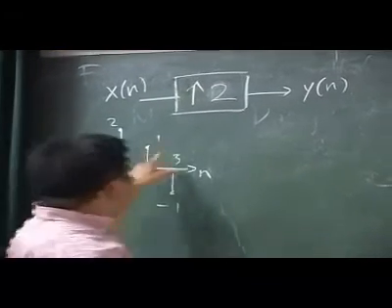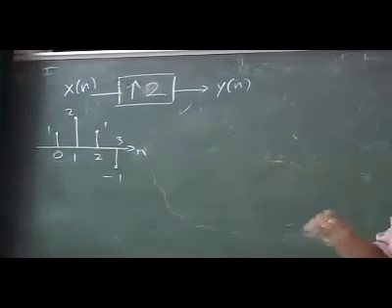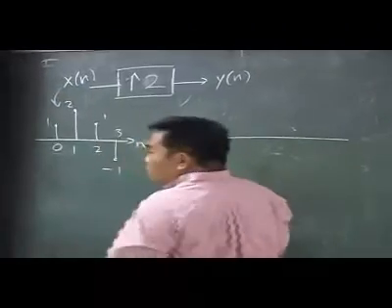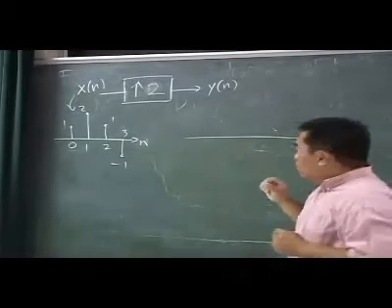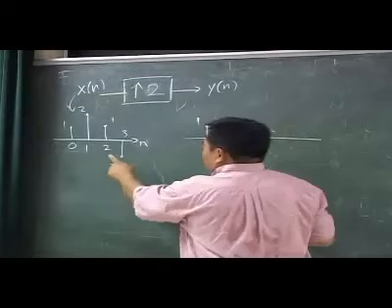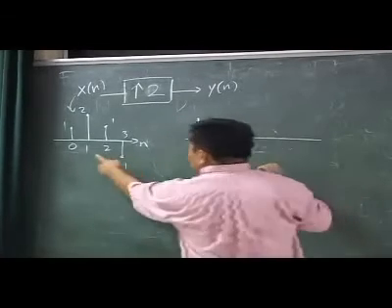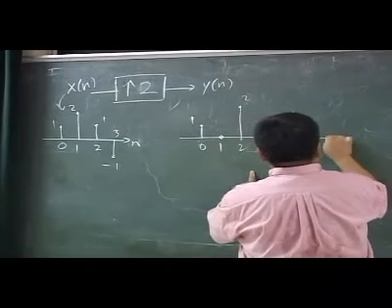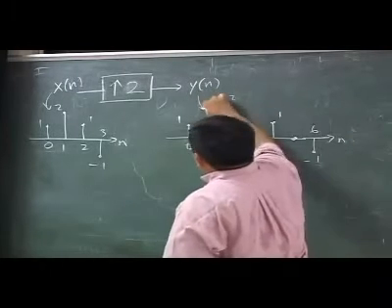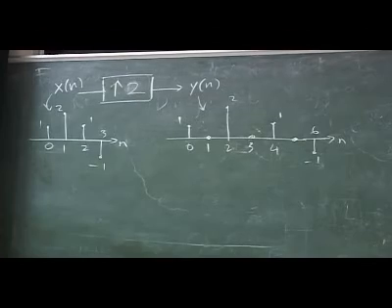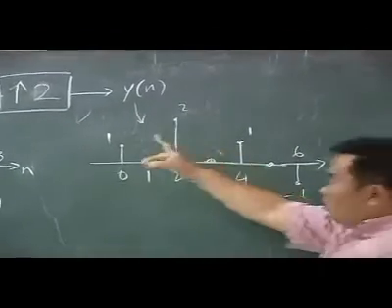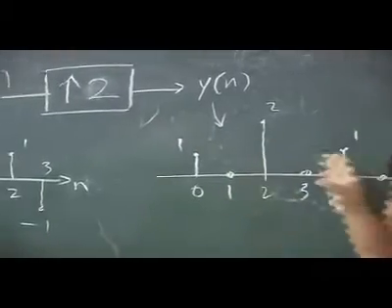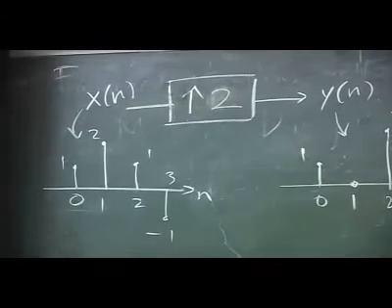So what happens to the signal when it passes through that block? All it's doing is inserting 0 between samples. So this is x of n, and this is y of n. At time 0, you have 1, then at time 1 it will be 0, at time 2 it will be 2, then 0, then 1 at 4, 0, and then minus 1 at 6. That's all it's doing. It's inserting one 0 between samples. If I change this to 3, it's inserting 2 zeros between samples. If I change this to L, it's inserting L minus 1 zeros between samples. Is that clear?